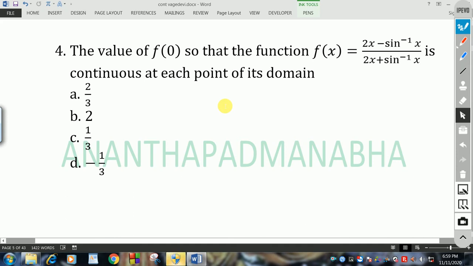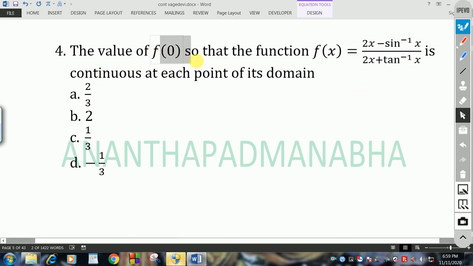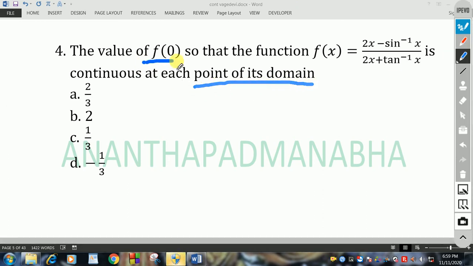Now we'll see one more problem. Actually it is tan inverse x here. I have tan inverse of x in the denominator. The function f of x is equal to 2x minus sin inverse x by 2x plus tan inverse x. Find the value of f of 0 so that the function is continuous at each point of its domain. So I have to find the value of f of 0 so that this given function is continuous at each point of its domain.